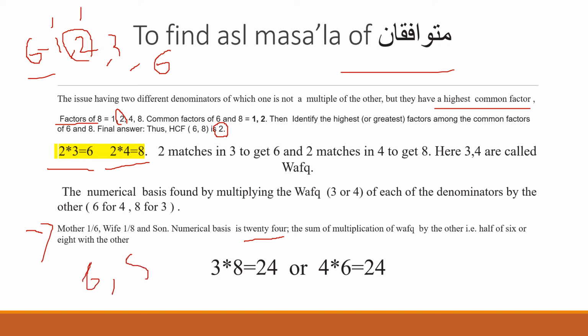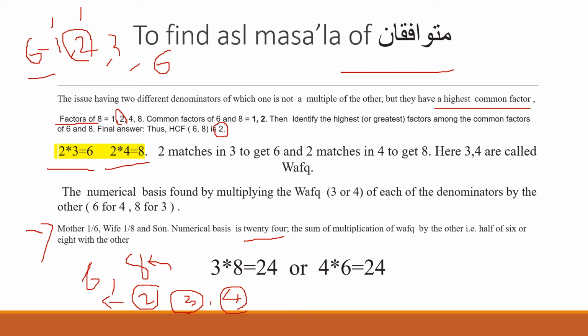These are two numbers. They are mutawafiqani. There is no common multiple, but there is only a common factor, that is number 2. So what to do is divide this 6 by this 2. Then what will you get? 3. Or you divide this 8 by this 2. Then what will you get? 4. Then this is called in Arabic wafq. Okay, wafq, these two numbers.